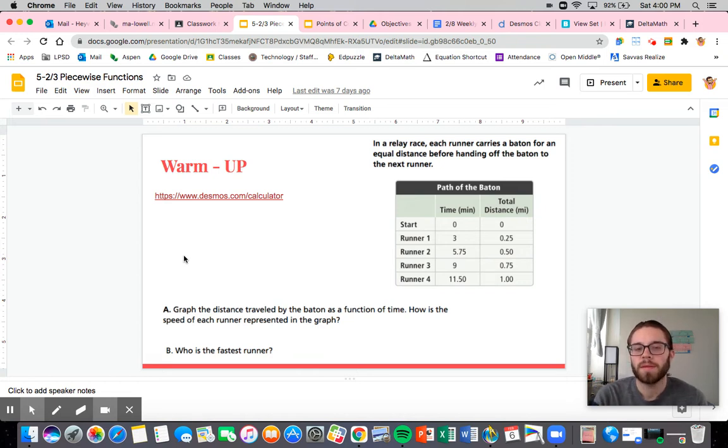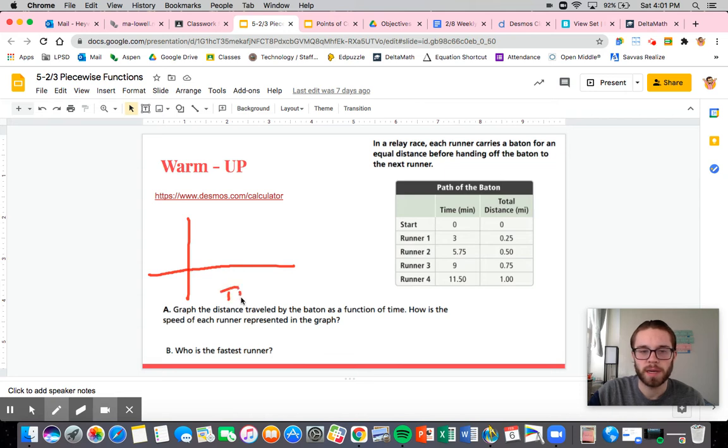So if we were to graph the distance traveled by the baton as a function of time, we're essentially inputting a time, and that's giving us a distance. How is the speed of each runner represented? Is this going to be a straight, continuous line, or is it going to be broken up in pieces? So let's first assume that each person's running at a constant rate. Might not be the most realistic, but they're only running a fourth of a mile. These are runners, so I assume they are running at a pretty constant speed.